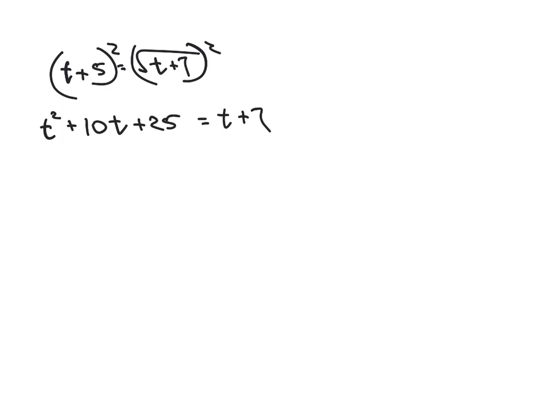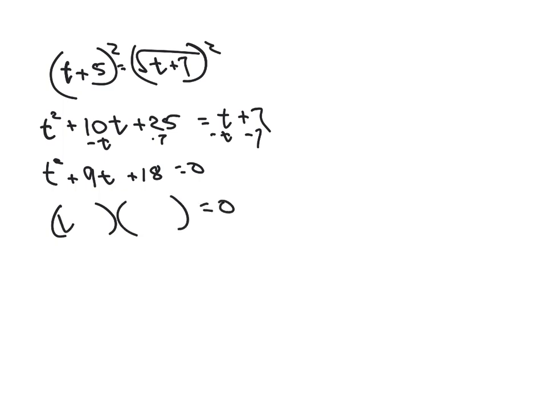Okay, so far everything is the way you've done it in the past. So I'm going to subtract t from both sides. And that gives me a plus 9t. Subtract 7. And I get a plus 18 equals 0. Make my handy dandy little parentheses here. And I've got a t there, plus a plus, and a 6, and a 3.